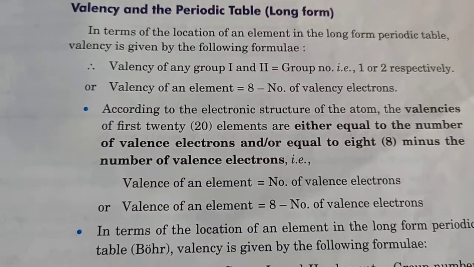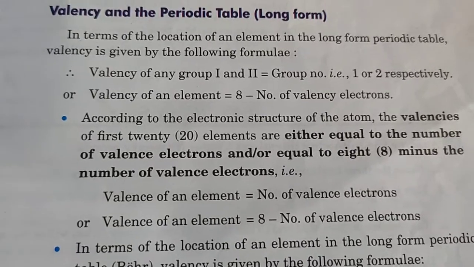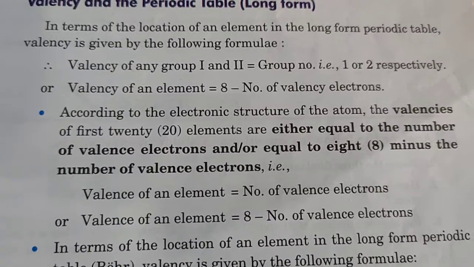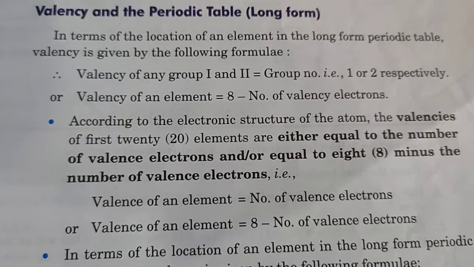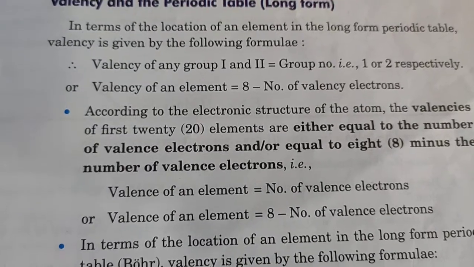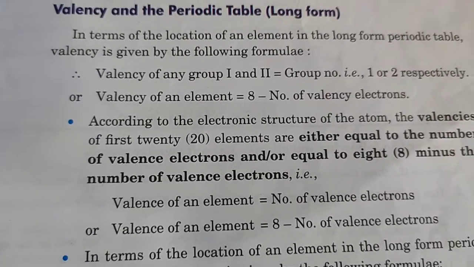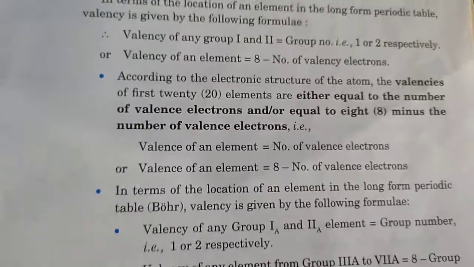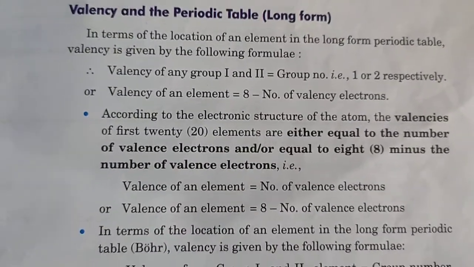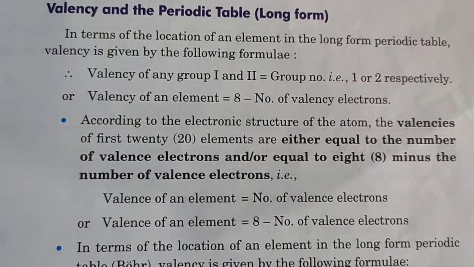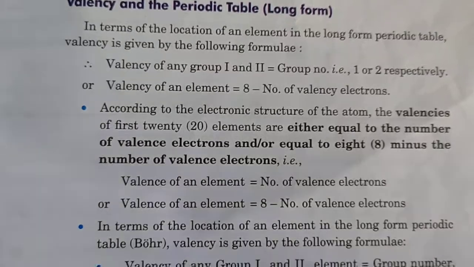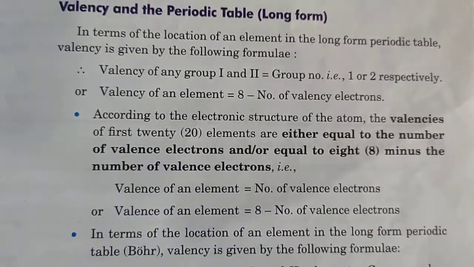You will learn these things in the higher classes, but roughly I am going to explain. We have not yet learned electronic configuration, right? We will learn that in higher classes, but still, group 1 and group 2 have valency 1 or 2, because the number of electrons in the outermost shell is 1 or 2.